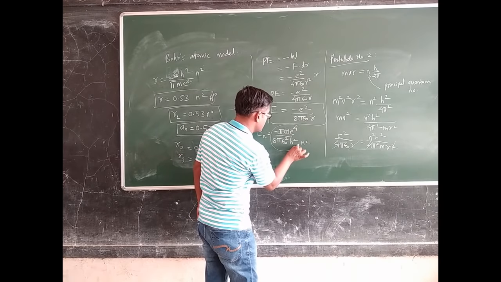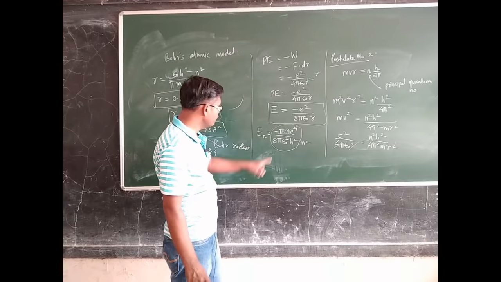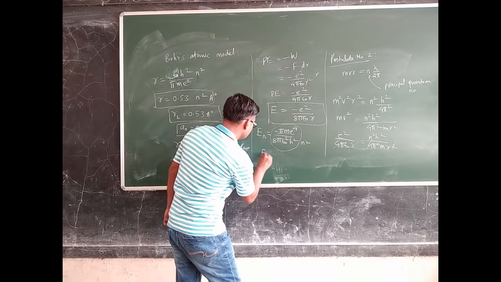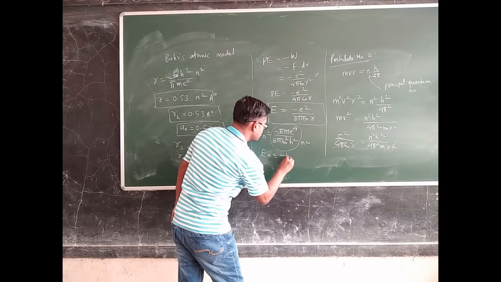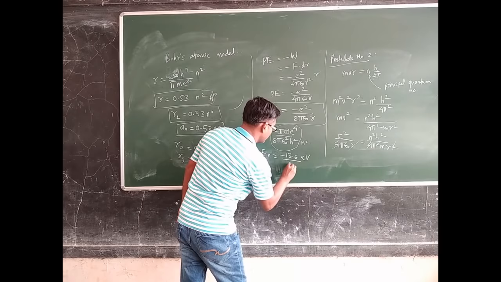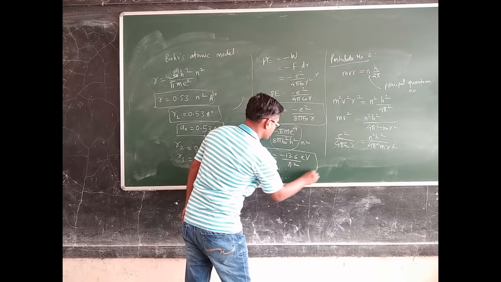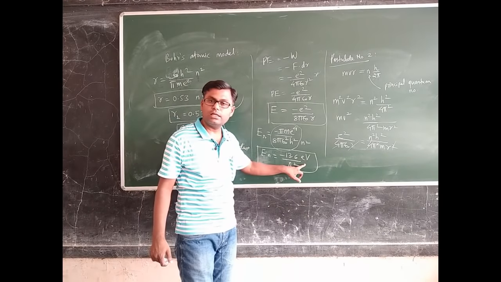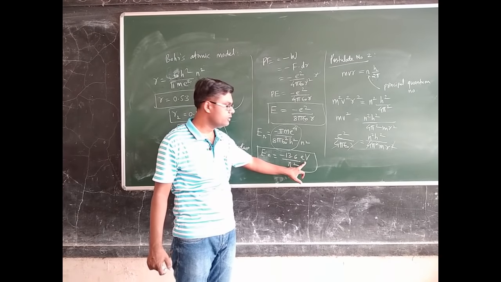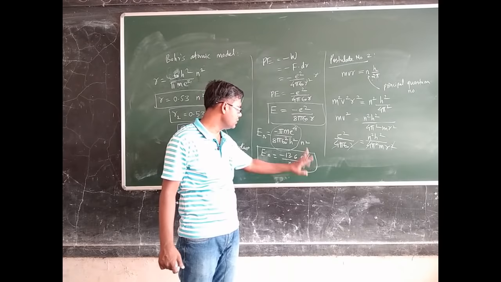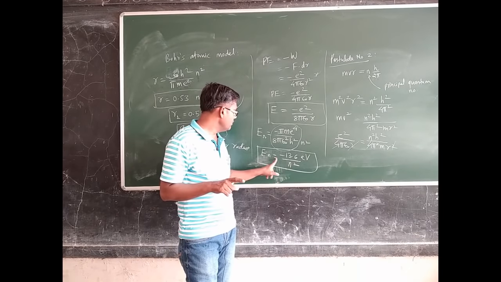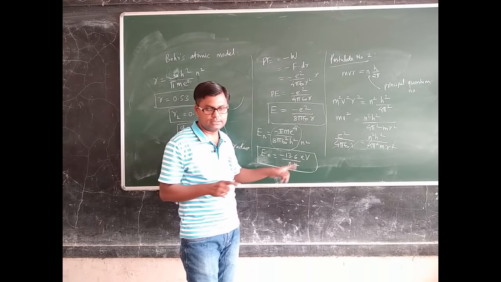All these entities are constant. If you put the respective values of all these quantities, then you will obtain En equal to minus 13.6 electron volt divided by n square. This is in electron volt. If n equals 1, that is for the first orbit, En will be equal to minus 13.6 electron volt.